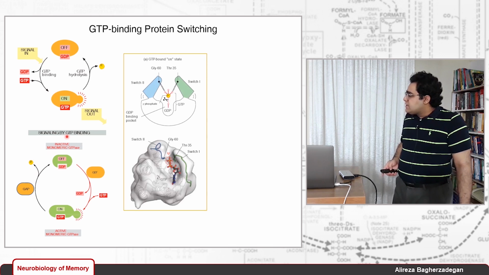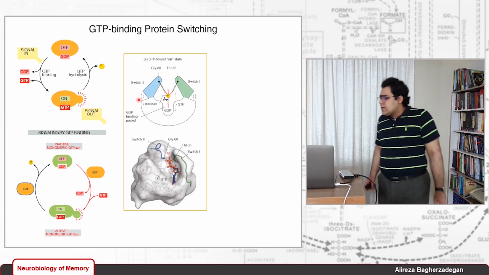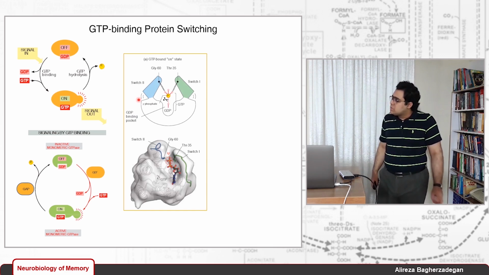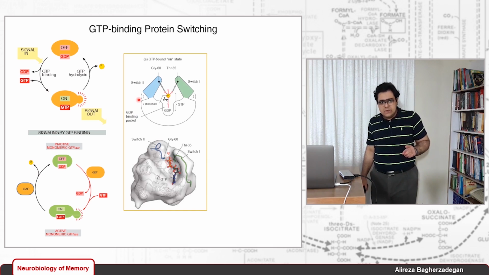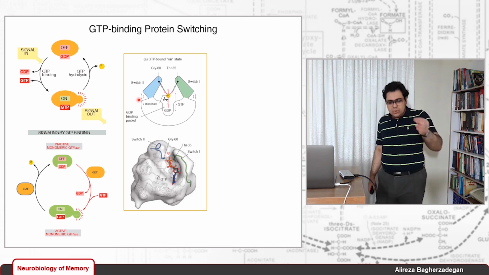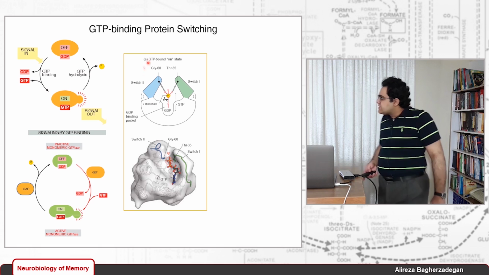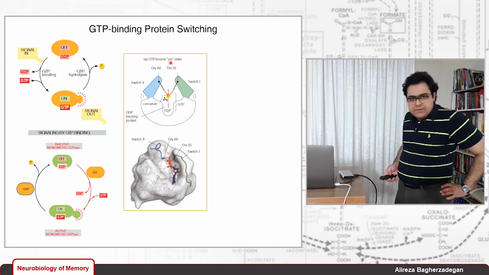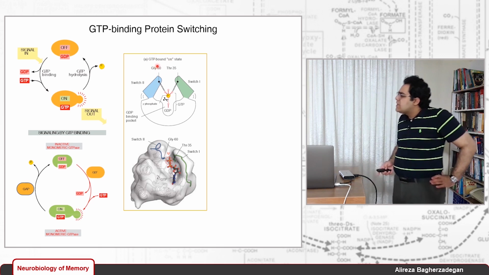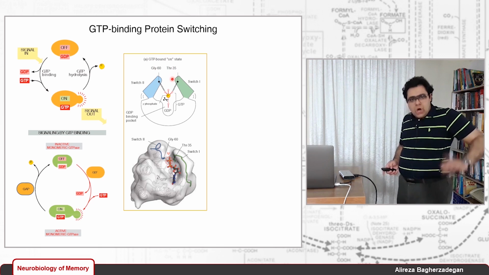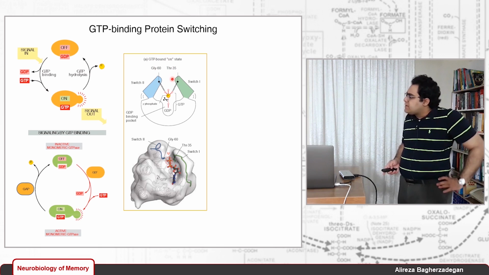But now let's see why that extra phosphate can make GTP active. What's so special about that extra phosphate that GTP has that makes the G protein active? Well, in this case, you can see a GTP bound state. GTP is bound, and this is the on state, the active state.